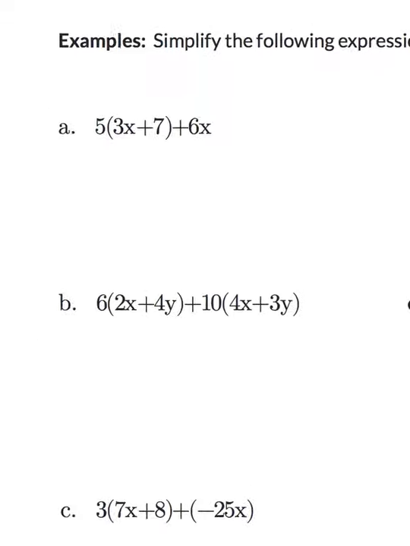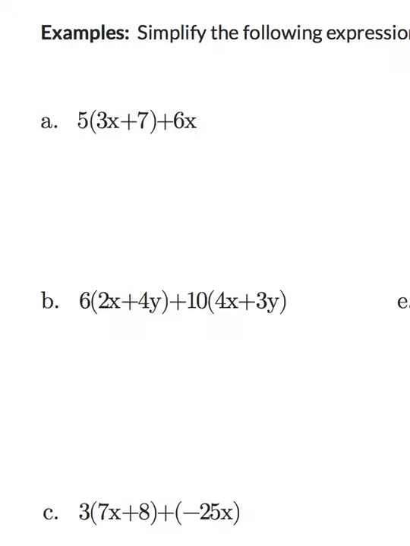If we look at the following examples, we have example A. We have 5 times (3x plus 7) plus 6x. So my first step is to go ahead and distribute to clear the parentheses. If we do this, we want to multiply everything inside the parentheses by 5. We get 15x, 5 times 7 is plus 35, and we keep the plus 6x.